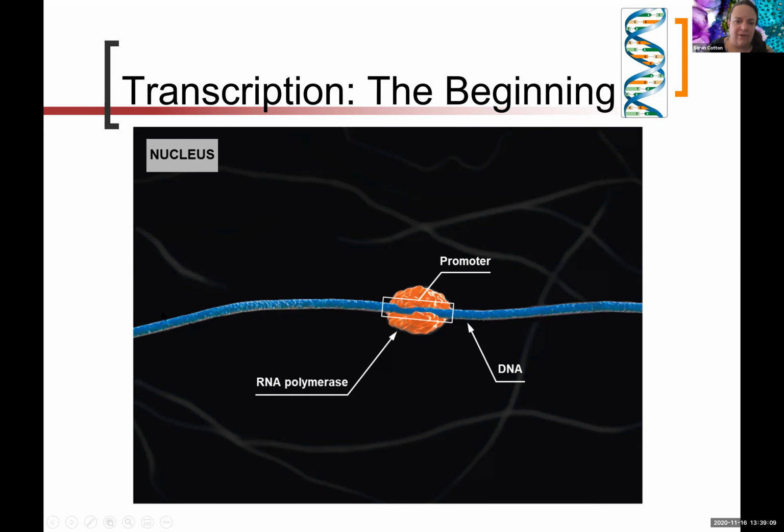This is what the beginning looks like, right? This blue line represents our double helix of DNA. And our RNA polymerase, the orange blob, jumps on at the section called the promoter. It can't jump on just anywhere. It has to jump on in that specific spot, okay?